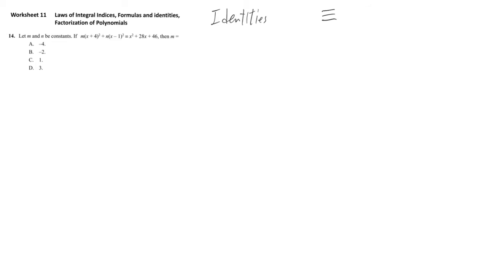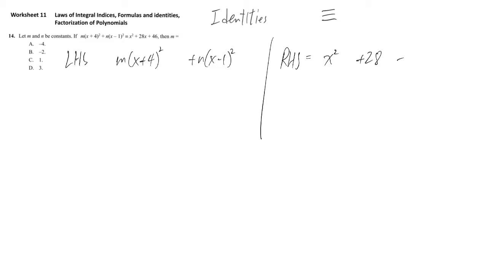So go back to this question. Left hand side, mx plus 4 squared and then plus nx minus 1 squared. And the right hand side, you must handle that separately. Plus 28 plus 46. So we have 3 terms. That means the first coefficient should be 1, and then the second coefficient is 28, the last one is 46.